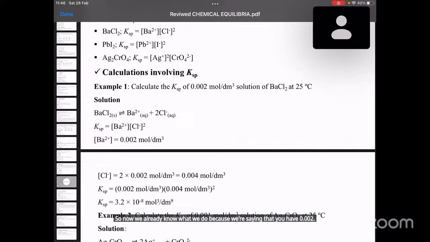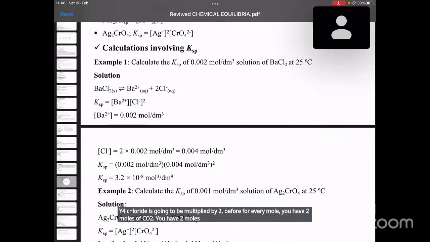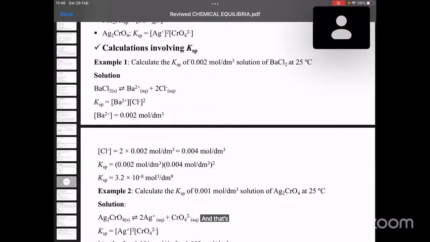And for this now, for barium, for every mole of BaCl2, you have 1 mole of barium. For every mole of BaCl2, you have 2 moles of chloride. That is very important. And that means that in this case, the concentration of barium in BaCl2 is going to be 0.002, while for chloride, it's going to be multiplied by 2. For every mole, you have 2 moles of chlorine. And that's why you have to multiply that by 2.